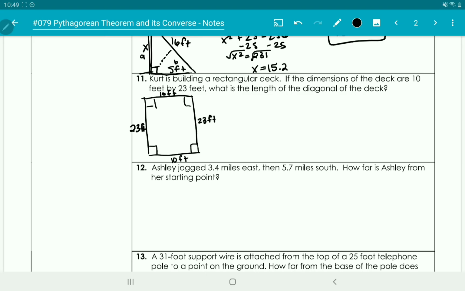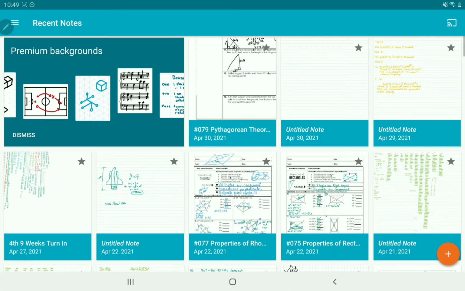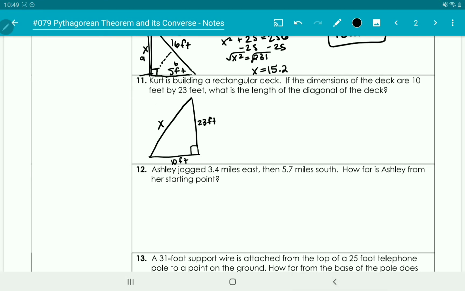What is the length of the diagonal? Okay, so I'm going to go ahead and erase these two corners. And you can look for this side. You can look at either the top or the bottom triangle. They're the same. So let's just look at this one. Now I want you to try and solve this one on your own.